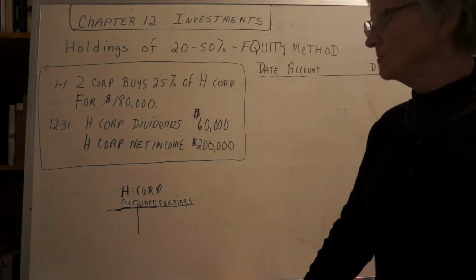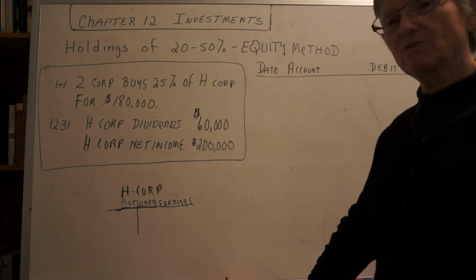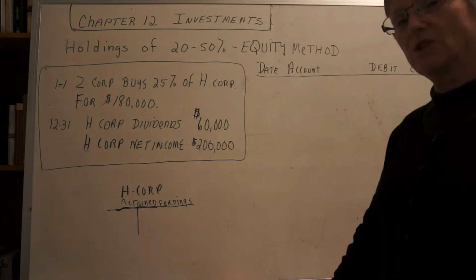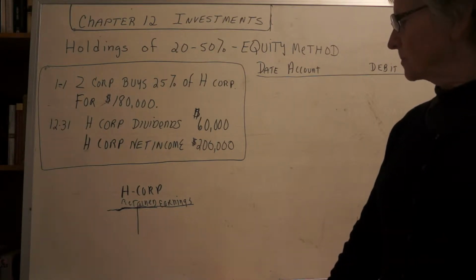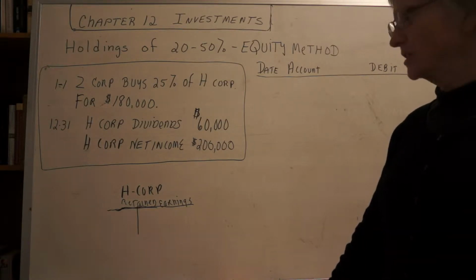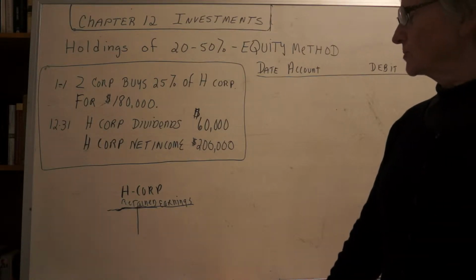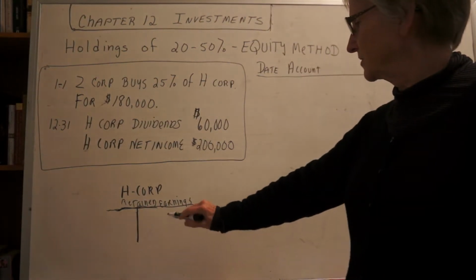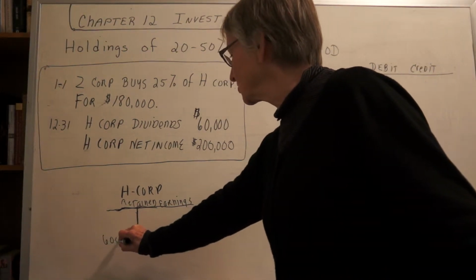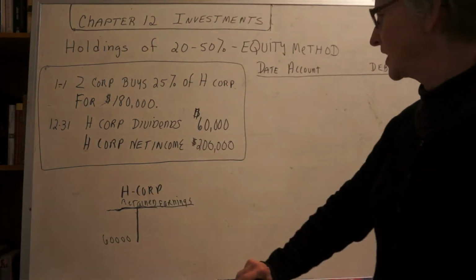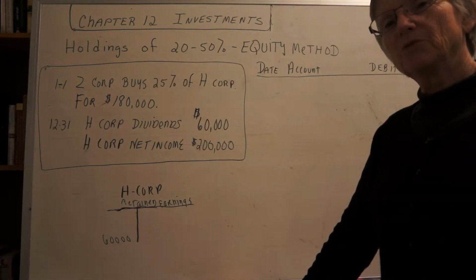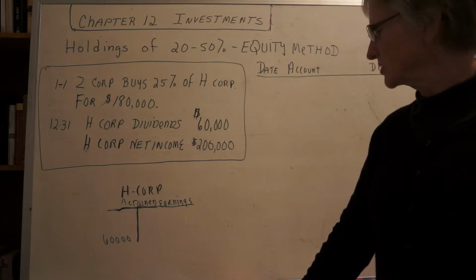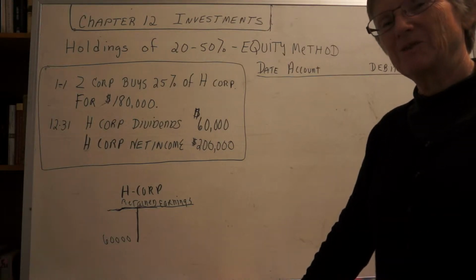So under the equity method, the accounting reflects the fact that we have some say in the operating results of this corp. And so essentially when we make our journal entries, if H Corp declares dividends, that reduces their retained earnings when they declare dividends of say 60,000. And so we're going to reduce our investment in that company by our percentage ownership of those dividends. So we'd go 25% times 60,000.